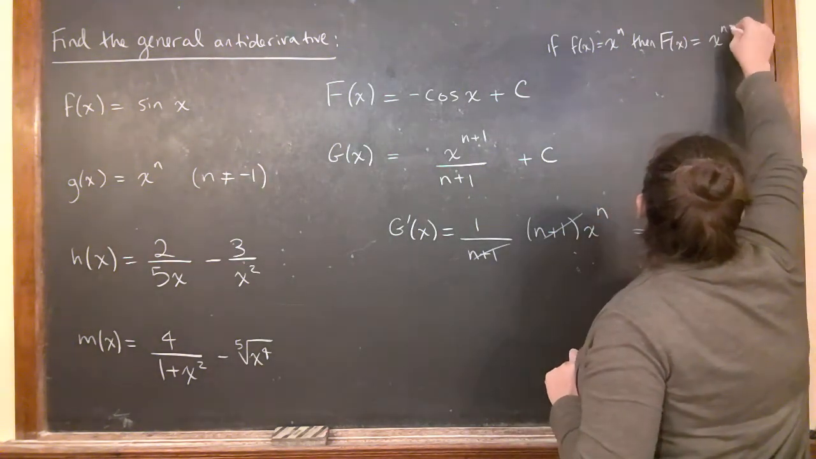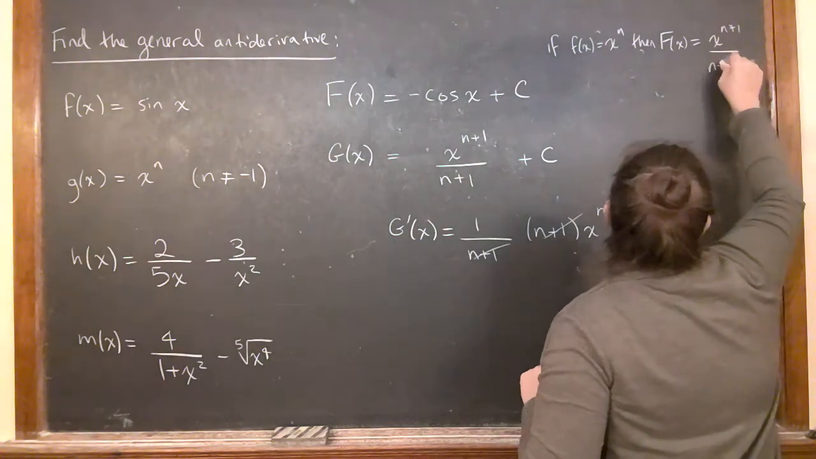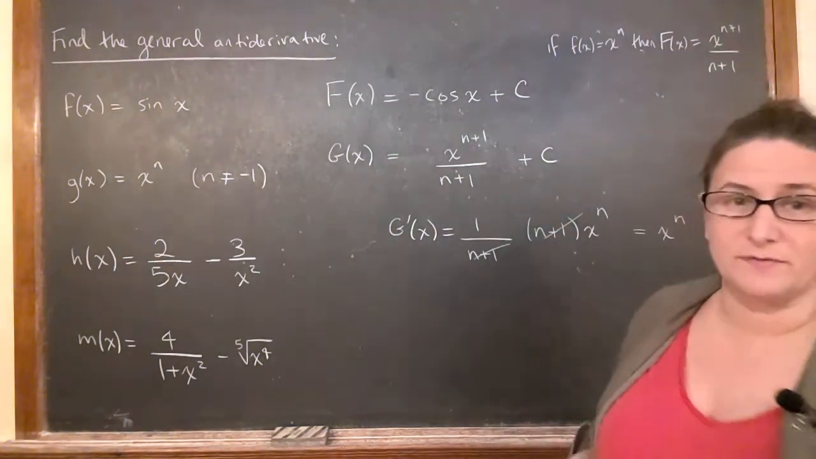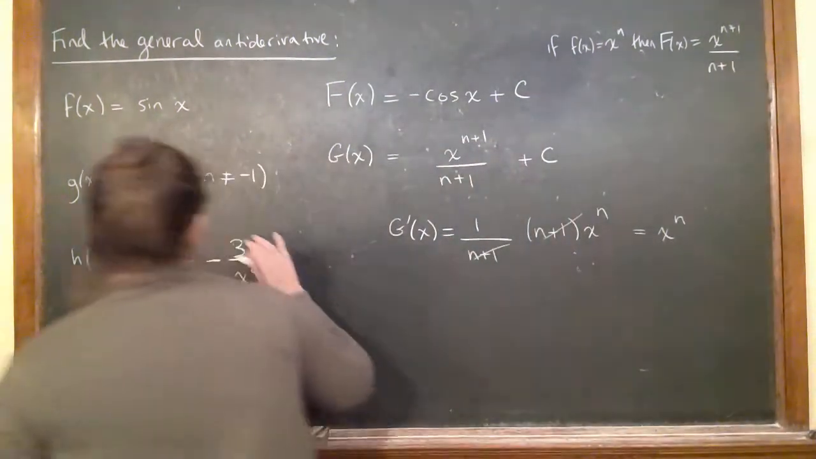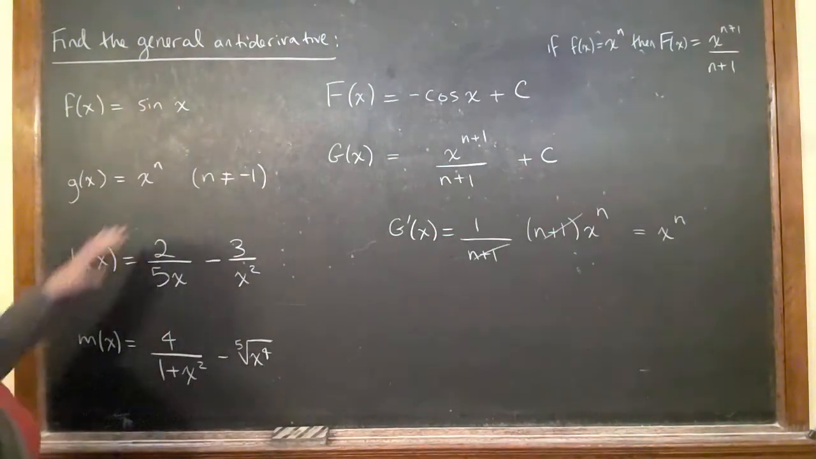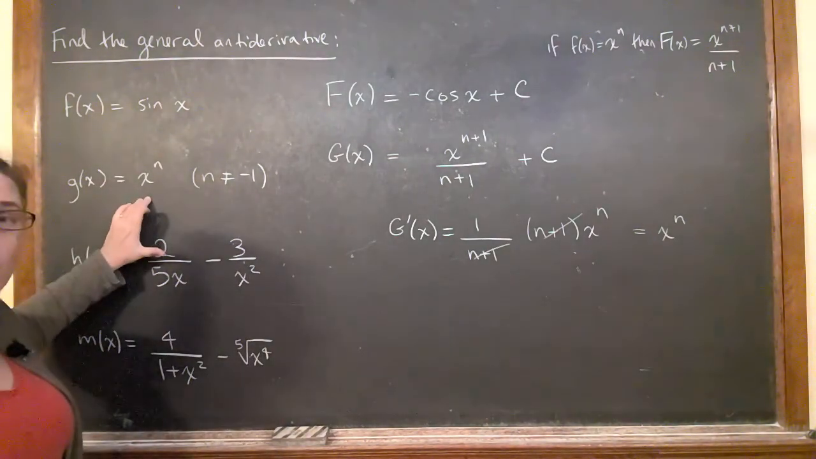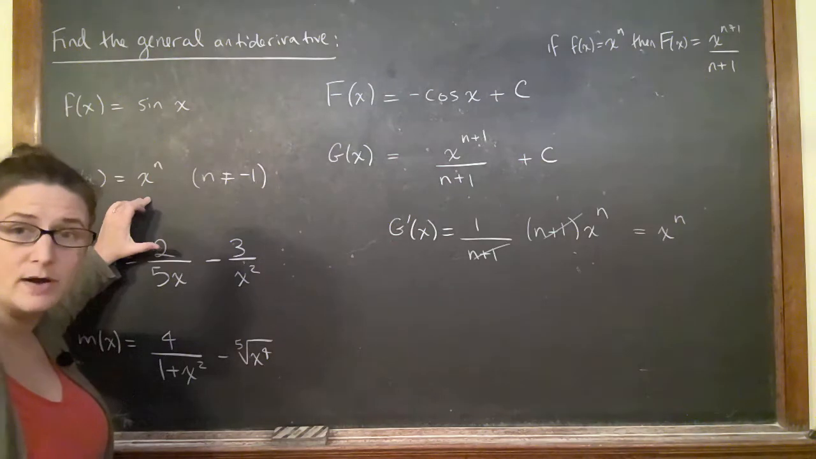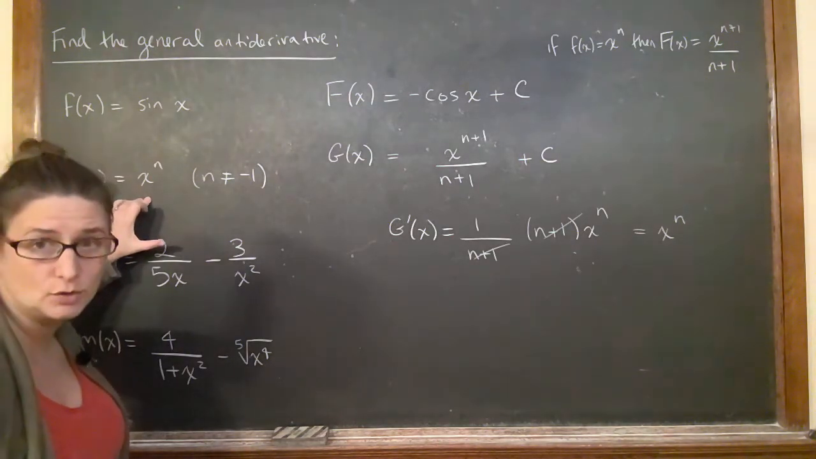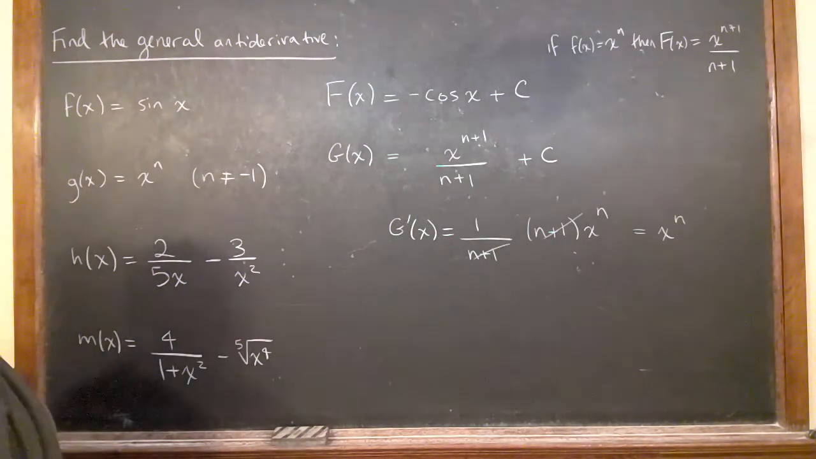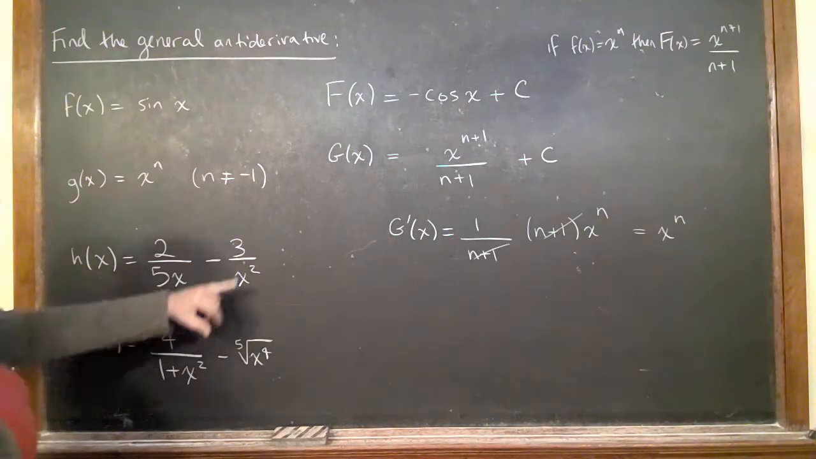x to the n plus 1 over n plus 1. It is on your sheet of antiderivatives, probably the first one, right? But of course, n is not equal to negative 1, because if n was equal to negative 1, we'd have 1 over x, right? And 1 over x is special because it's natural log. Okay?